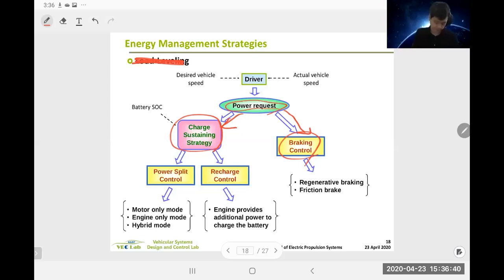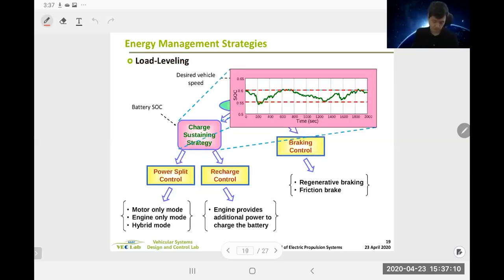So this controller has to determine how to split the power between the motor and the engine. And then also how much we should recharge, right? So the SOC part, right? So charge is sustained.